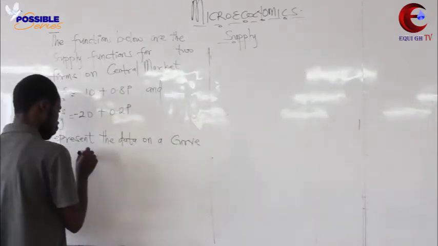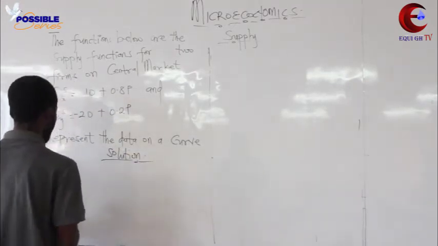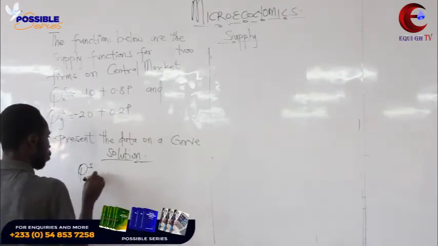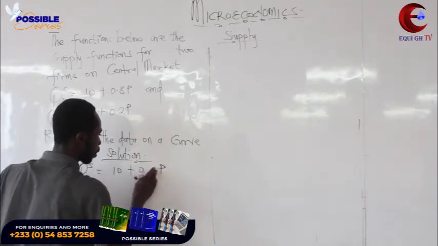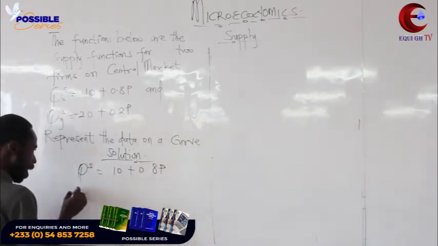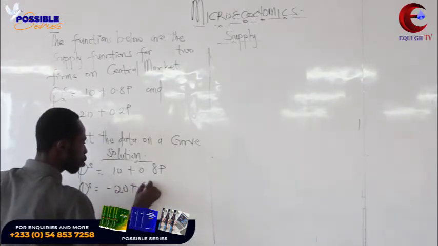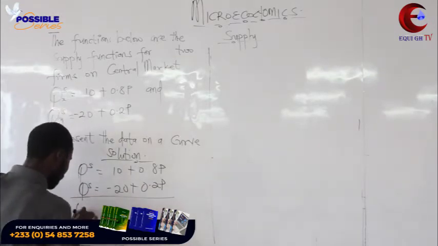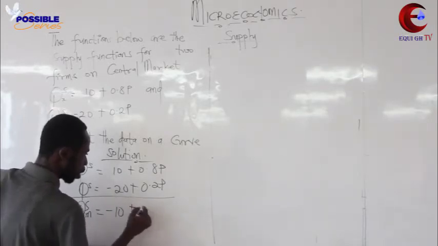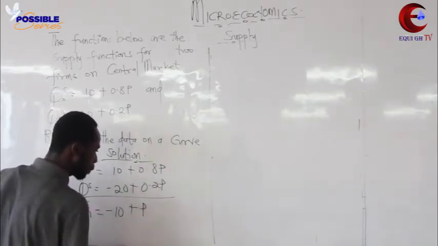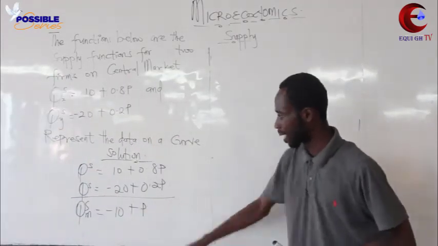So, solution. We need our market supply. So we have quantity supplied 1, which is 10 plus 0.8p. And then we have quantity supplied 2 here, negative 20 plus 0.2p. So market supply is going to give us, 10 and negative 20 give us negative 10, plus 0.8p and 0.2p give us 1p, which is p.